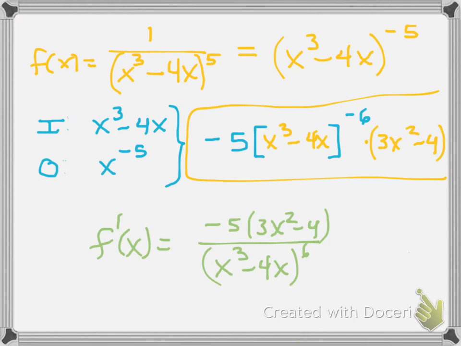Okay, let's go through one where you have to combine the chain rule with either a product or a quotient rule. So let's suppose we start off with f of x equals x times x cubed minus 2 to the fourth. All right, so the one thing that we don't have available to us right now is the ability to distribute, and that's because of this fourth power up here.